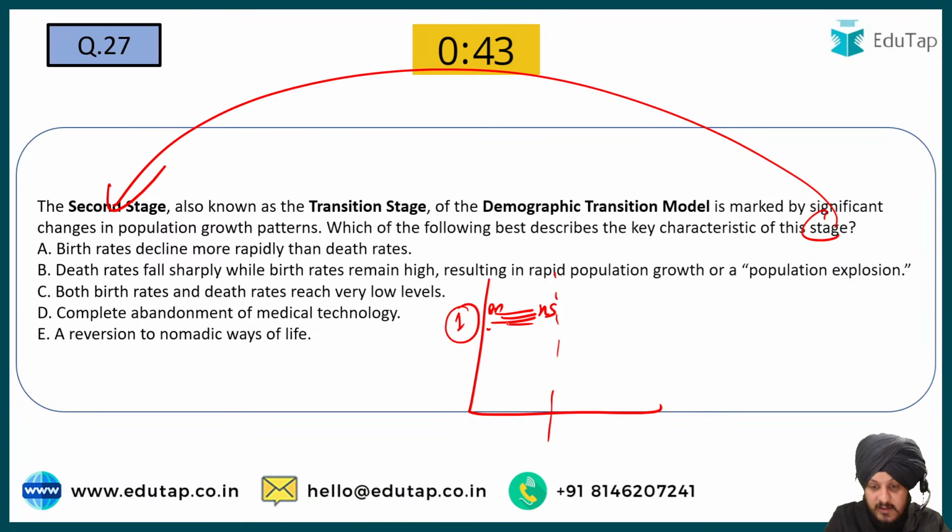Because of this, what happens? The death rate starts declining in the second transition. But the birth rate still remains high, right? Because people are still not using contraceptives as a part of this type of population growth, as a part of this type of country that is going through this developmental phase, right?